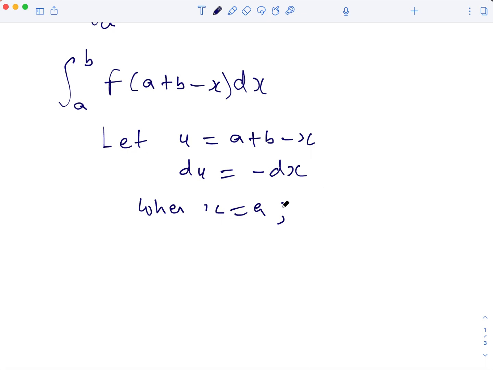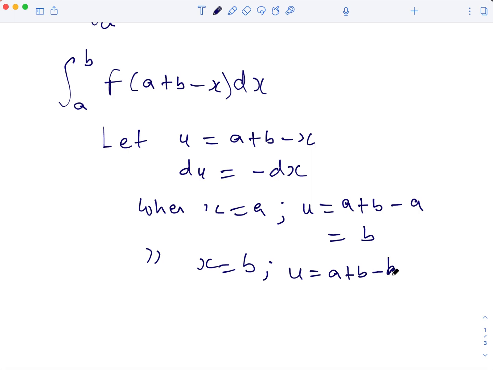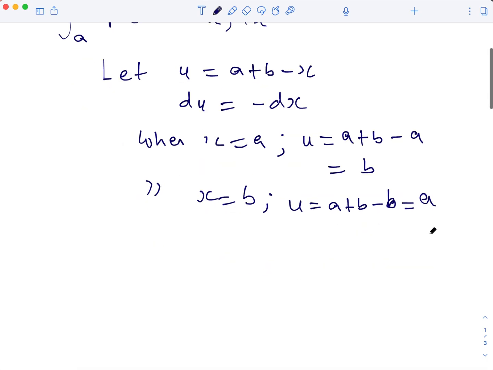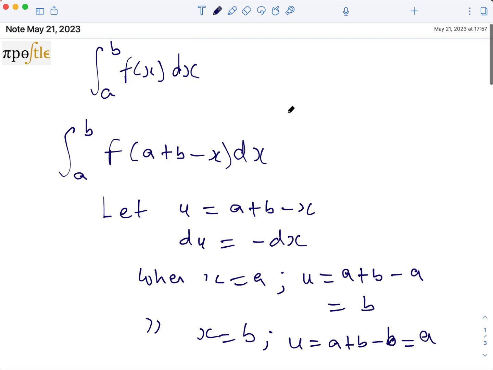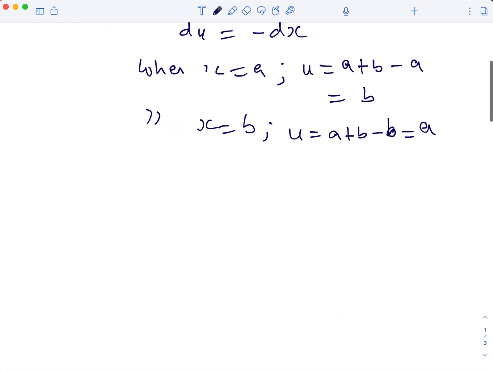When x equals a, that implies that u would be a plus b minus a, which is equal to b. And similarly when x equals b, what would we have? u would be a plus b minus b, and that would definitely be equal to a. So now the integral will change. Let's say this particular integral is I.